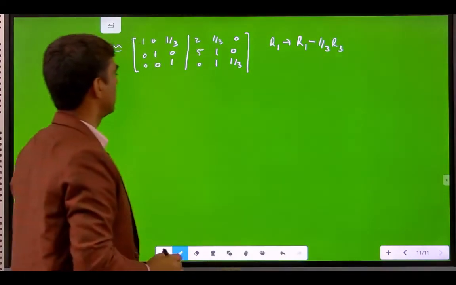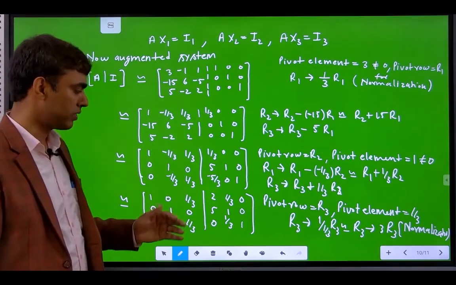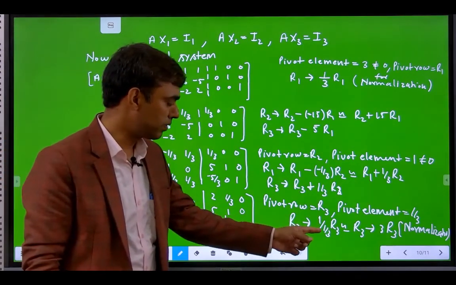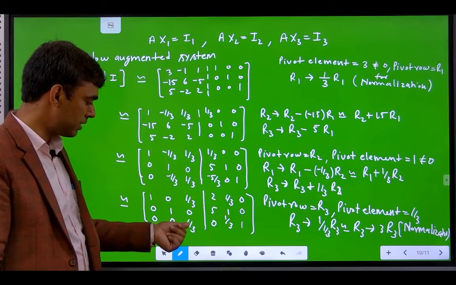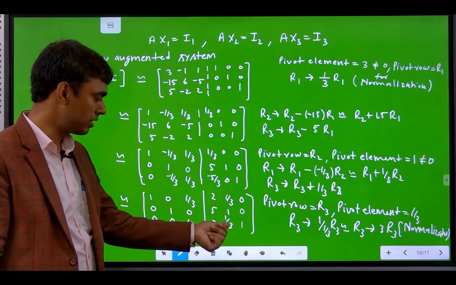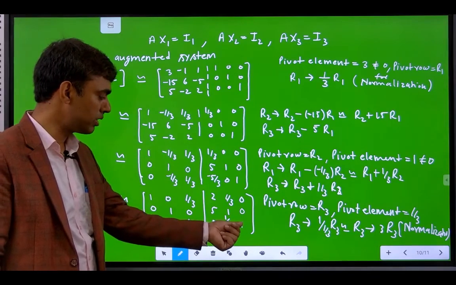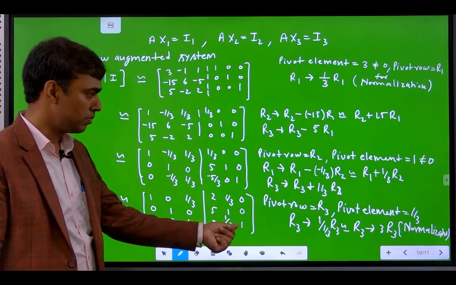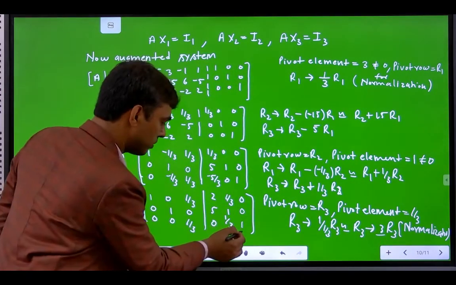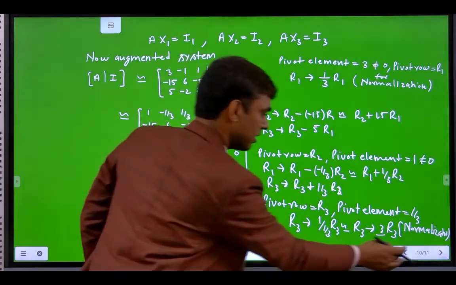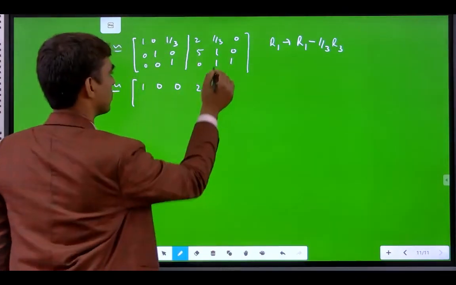There is something wrong. When we perform the normalization, we multiplied by 3, then this becomes 1, and this becomes 1, but this becomes what? This becomes 3. If we multiplied by 3 here, 3 R3, this value becomes 3. So that's why there is something wrong. So this one is a 3.